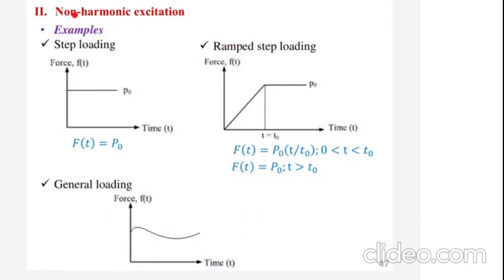The other type of non-harmonic excitation is what we call ramped step loading. That is, initially the force increases up to a certain point in time, T is equal to T naught. From that point, the force remains constant. And the final case that you can consider of non-harmonic excitation is where we have general loading.